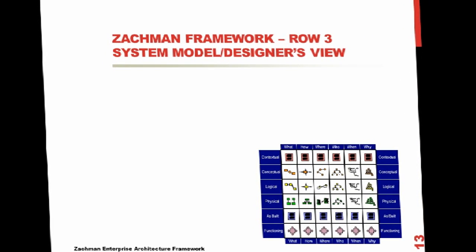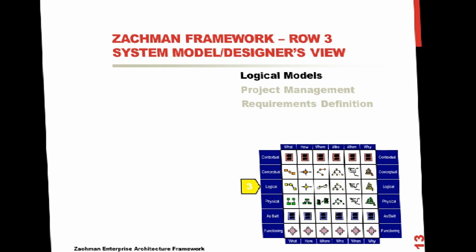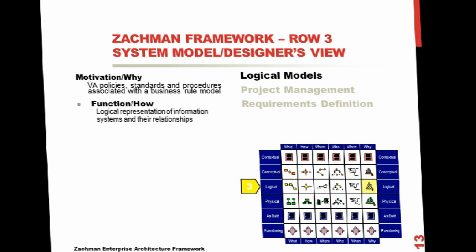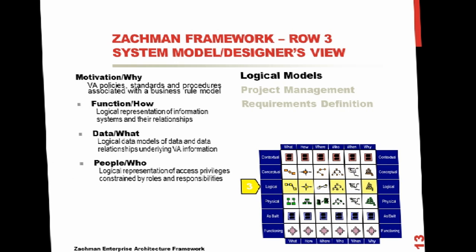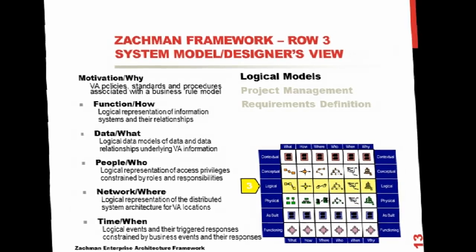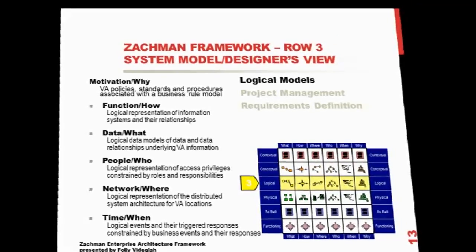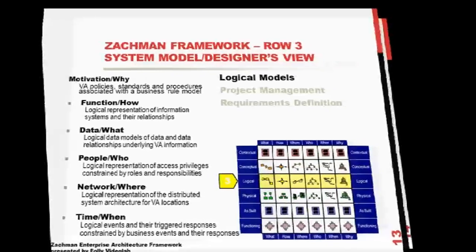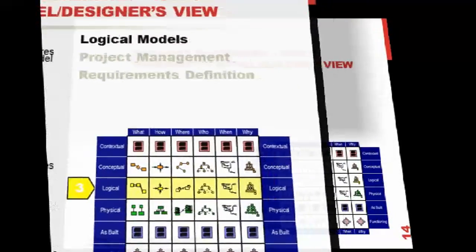Row 3, system model, designer view. Yes, that's where the logical comes in: the information system, how to get all the data together and use it to create a modular relationship between all the data and information, logical representation, access privilege, all that. The network is still behind. The time comes in with logic, and then the implementation for the users is there at the bottom.